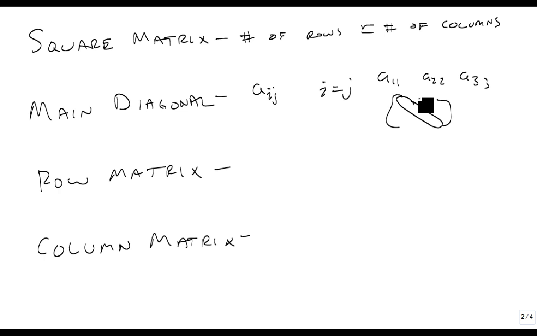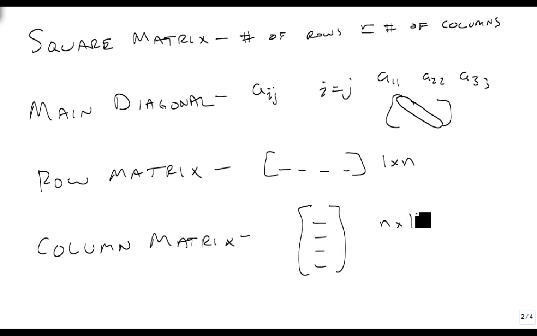A row matrix is a 1 by n matrix, so it has 1 row and as many columns as you need, and a column matrix is an n by 1 matrix, so it has as many rows as you need, but it only has 1 column.